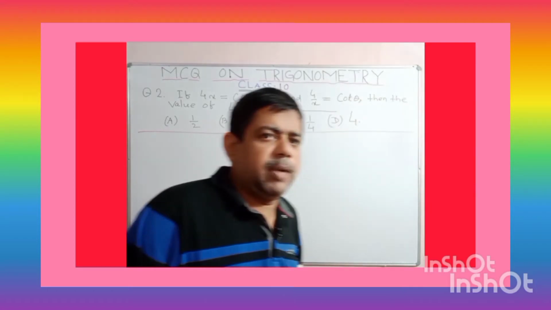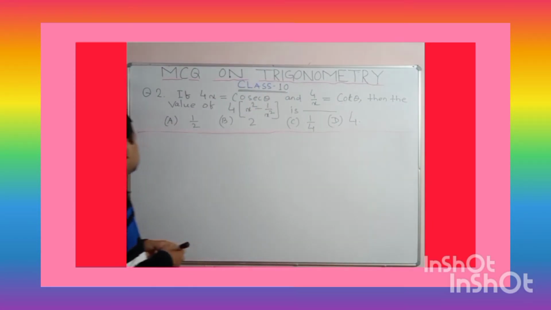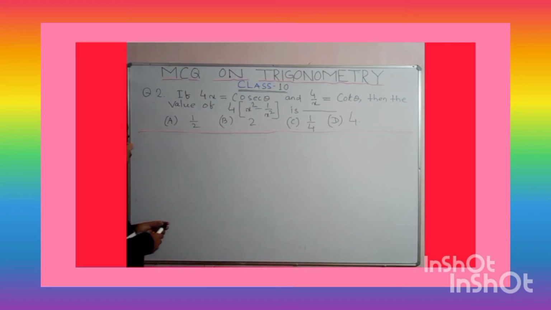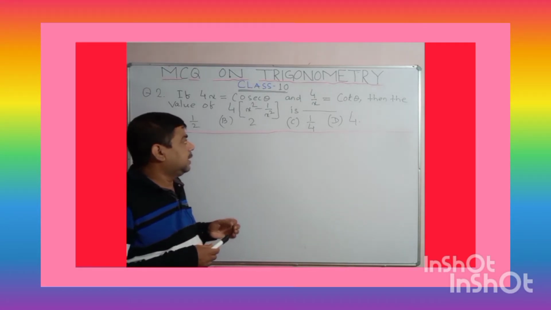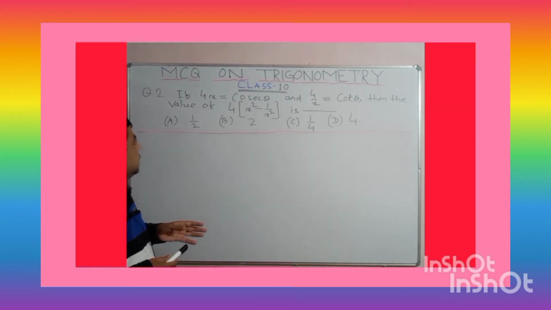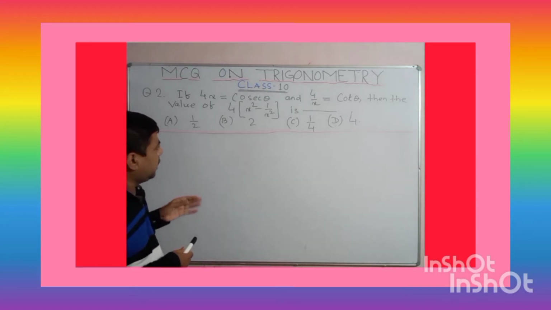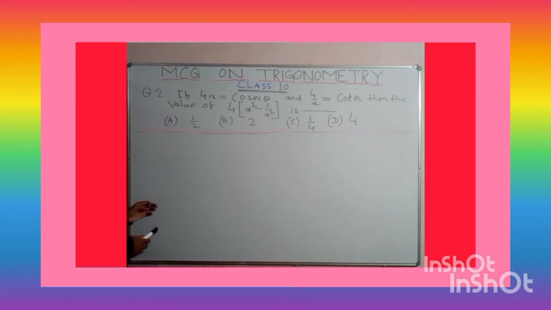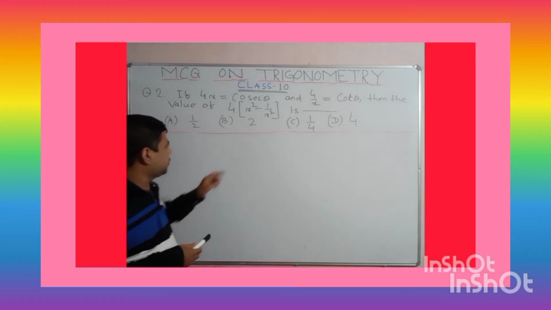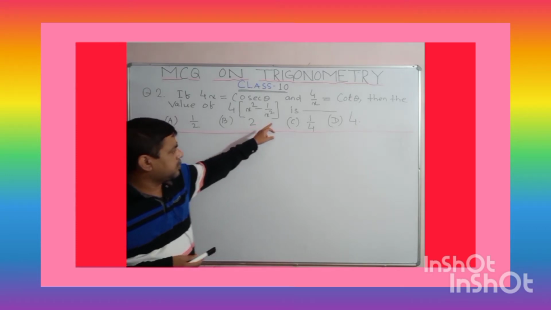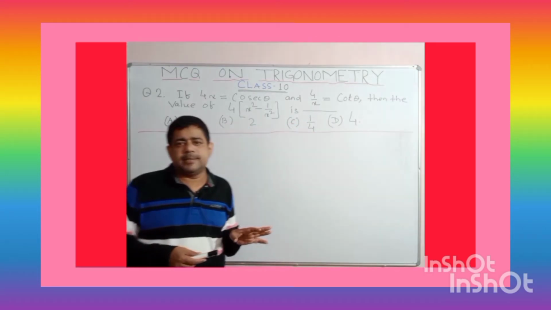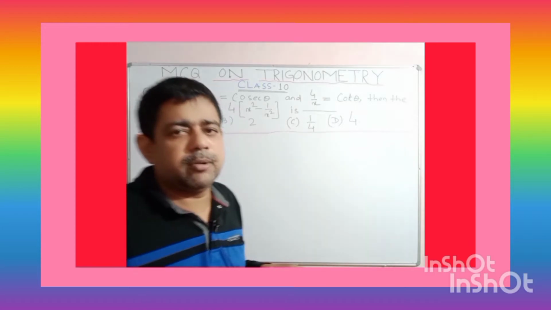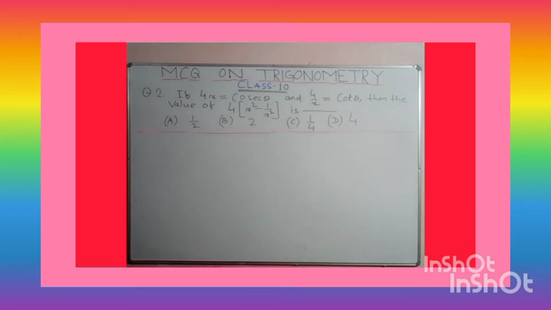Okay, question number 2 I am discussing here. Question number 2 is: if 4x is equal to cosec theta and 4 upon x is cot theta, then the value of 4 whole into x square minus 1 upon x square is: option A is 1 by 2, option B is 2, option C is 1 upon 4, and option D is 4. We have to find out the correct option. Okay, let's see.